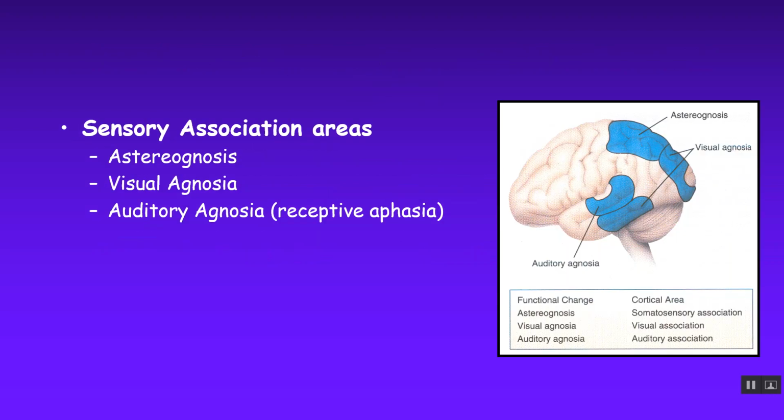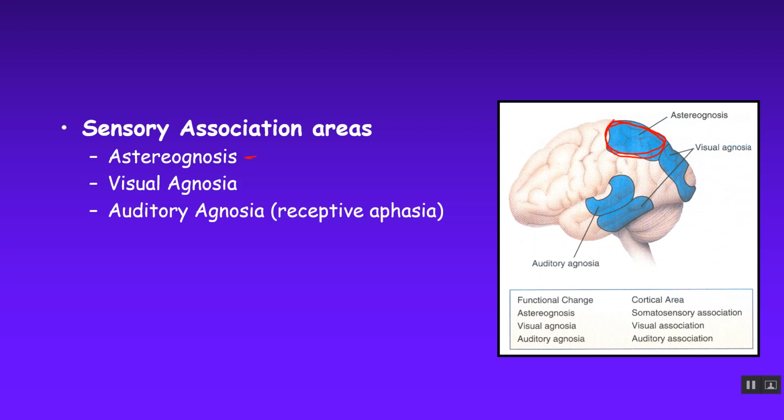If you damage sensory association areas, you can have a combination of things depending on what you damage. If you damage the parietal association cortices right here, you can have astereognosis. This is where you put an object in somebody's hand, and they manipulate it and say, oh, that's a coin, that's a toothpick. With astereognosis, you can have difficulty with that.